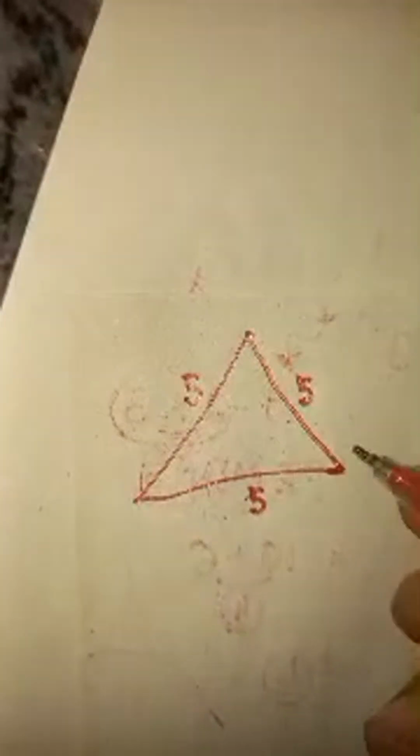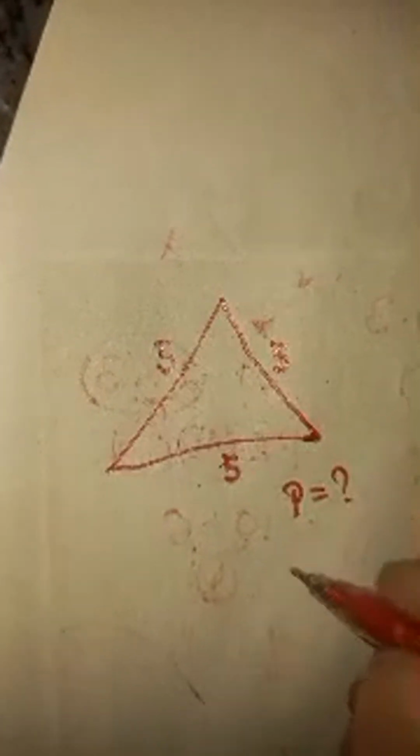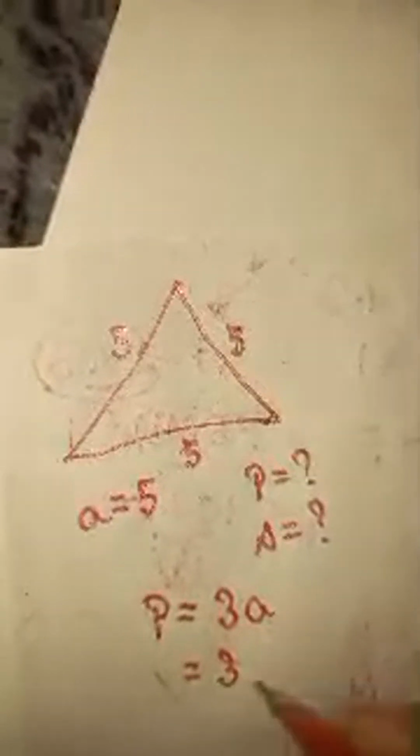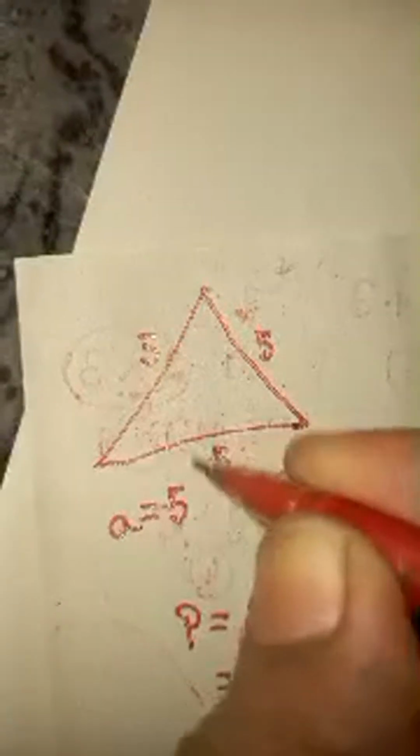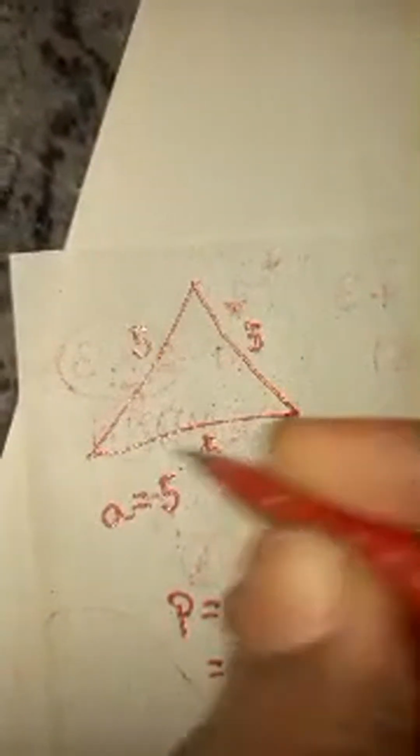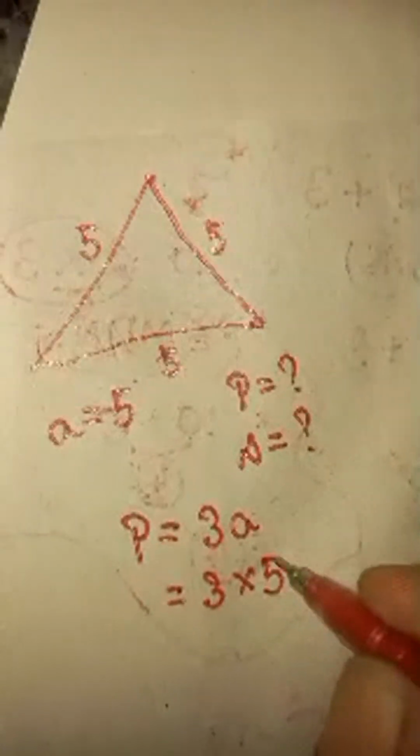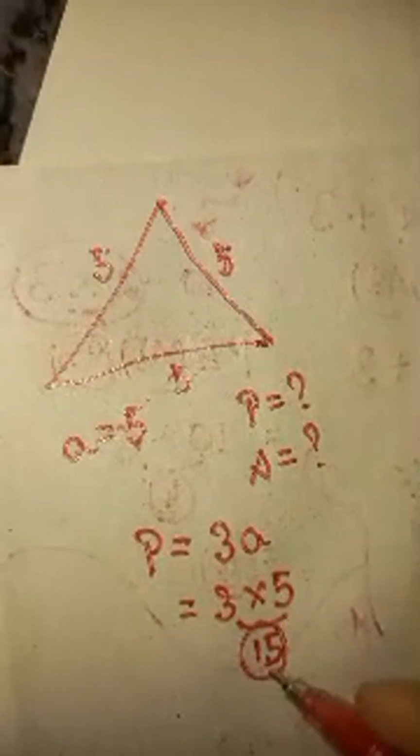Let's take one more triangle. In this triangle, all sides are 5 units. You need to find the perimeter and the area of this triangle. Here the side length is 5 units. The perimeter of the triangle is 3 times the side length. That is 3 times 5, which becomes 15. So this is 15 units.